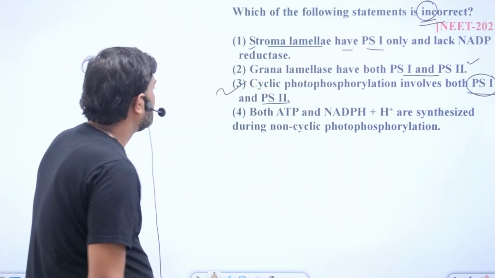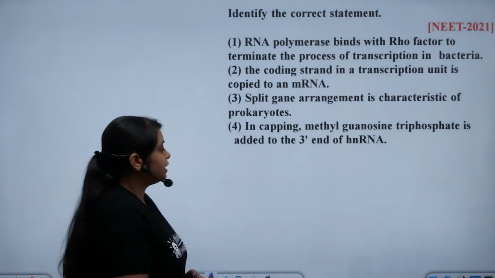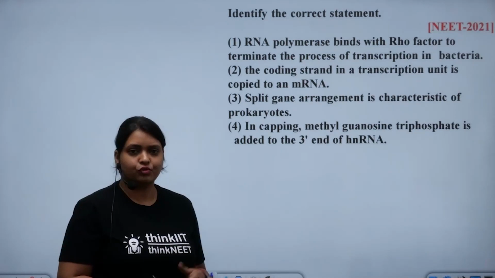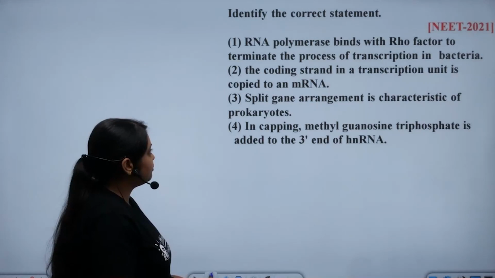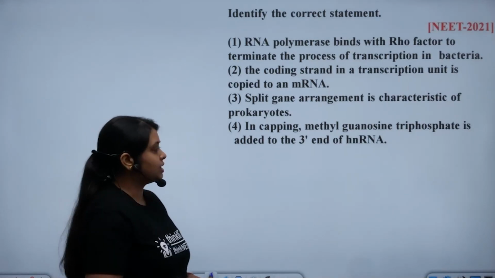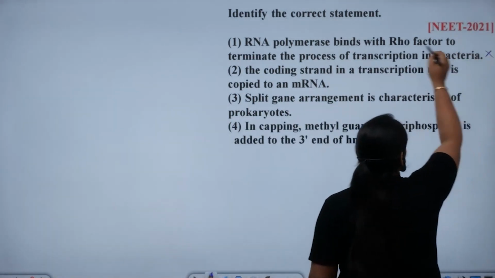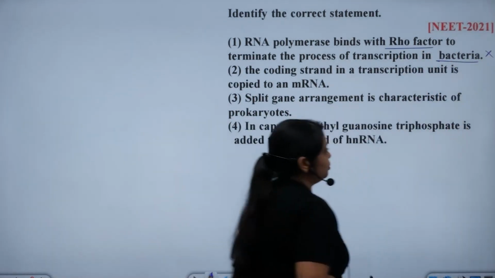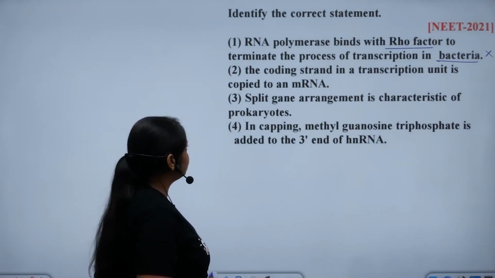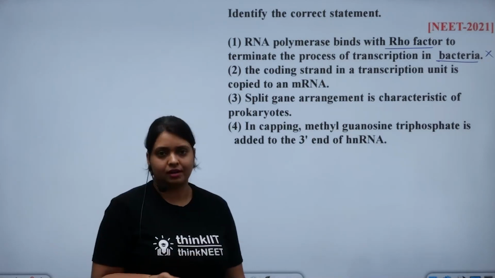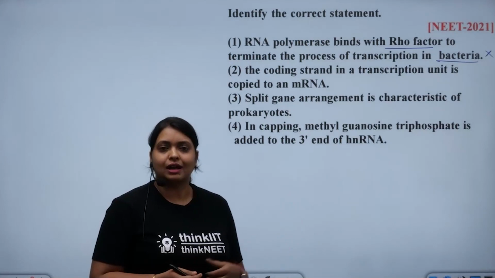Over to our next question. Identify the correct statement. Let's move on to the statements. First, RNA polymerase binds with rho factor to terminate the process of transcription in bacteria. This is an incorrect statement because rho factor is not found in bacteria. Second, the coding strand in a transcription unit is copied to an mRNA. This is a true statement, but before that we have to look at the other options.